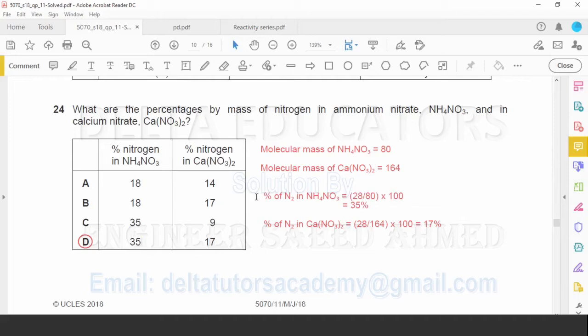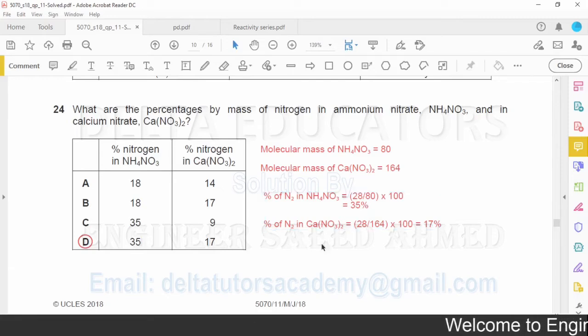Now in order to find the percentage of nitrogen in ammonium nitrate, we have to divide the total mass of nitrogen in ammonium nitrate by the molecular mass of ammonium nitrate and multiply by 100. In ammonium nitrate, the number of atoms of nitrogen is 2. For one atom, the atomic mass is 14. So the total mass of nitrogen in ammonium nitrate will be 28. So we divide 28 by the molecular mass of ammonium nitrate, that is 80, and multiply by 100 to get the answer in percentage. The answer we got is 35%.